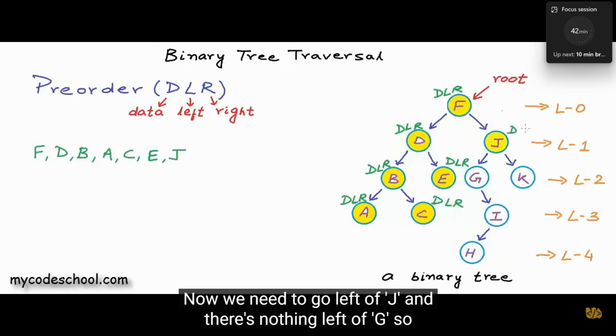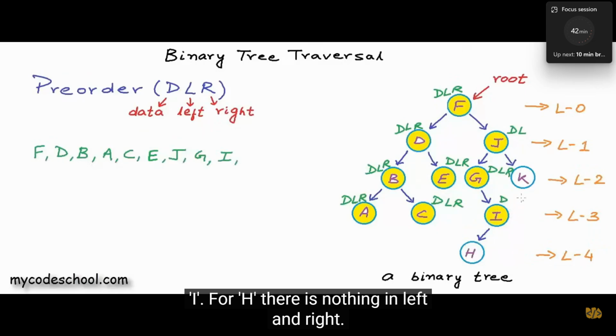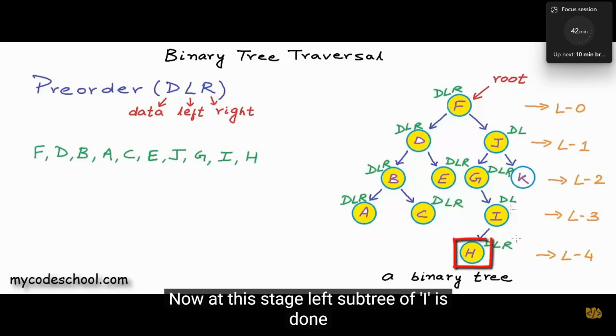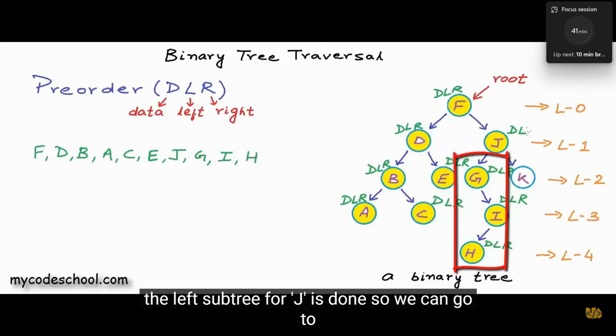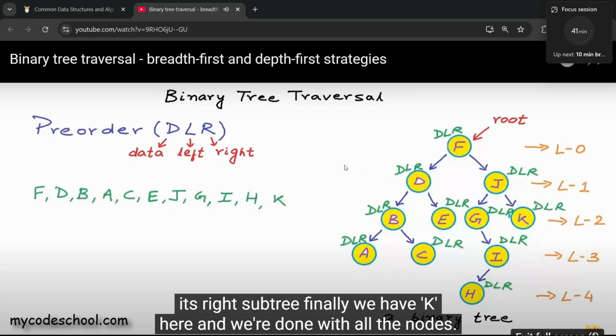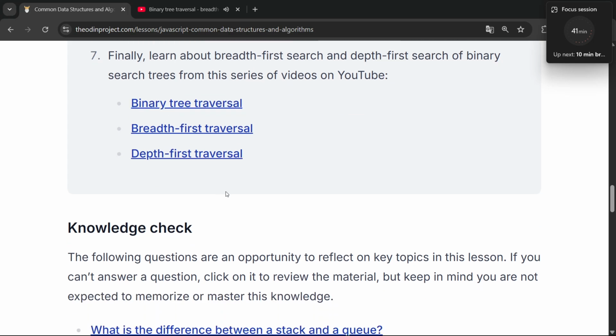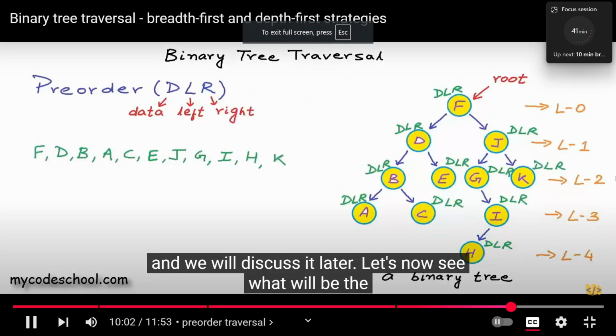Now we need to go left of J, and there is nothing in left of G, so we can go right. And now we can go left of I. For H there is nothing in left and right. Now at this stage left subtree of I is done and right subtree is null. And now we can go back to J. The left subtree for J is done, so we can go to its right subtree. Finally we have K here, and we are done with all the nodes. This is how we can perform a pre-order traversal manually. Actual implementation would be a simple recursion, and we will discuss it later.